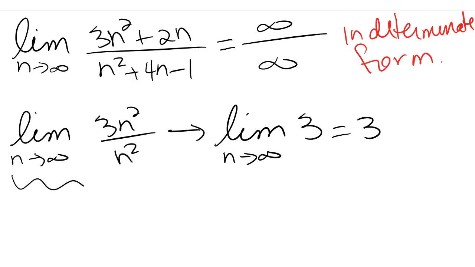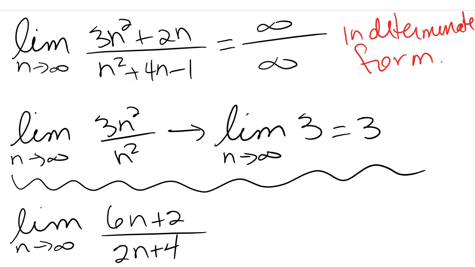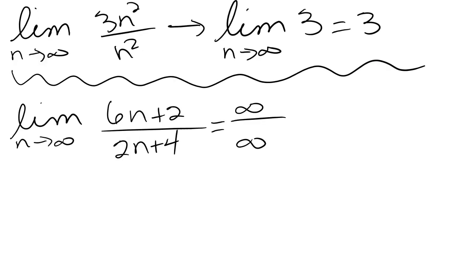We could have used L'Hopital's rule to also evaluate this limit. And remember, for L'Hopital's rule, we would take the derivative of the numerator, which is 6n plus 2, and take the derivative of the denominator, which is 2n plus 4, and then evaluate. So 6 times infinity plus 2 is infinity. 2 times infinity plus 4 in the denominator is infinity. And you have the indeterminate form again, so you would have to do L'Hopital's rule again.